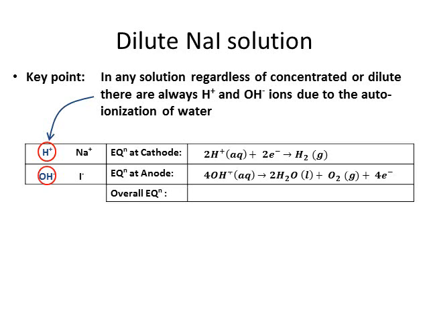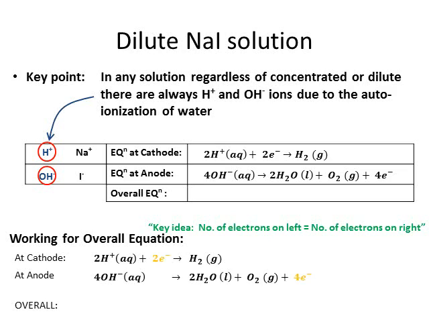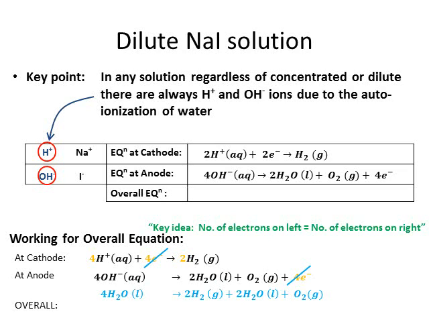to the electrochemical series. So now how do we write the overall equation? It needs a couple of steps again. Key idea: the number of electrons on the left must be equal to the number of electrons on the right. At the cathode there are only 2 electrons, while at the anode there are 4 electrons. So of course the cathode equation must be multiplied by 2, to give you something like this. Then you can start cancelling away the electrons and put together the main equation.